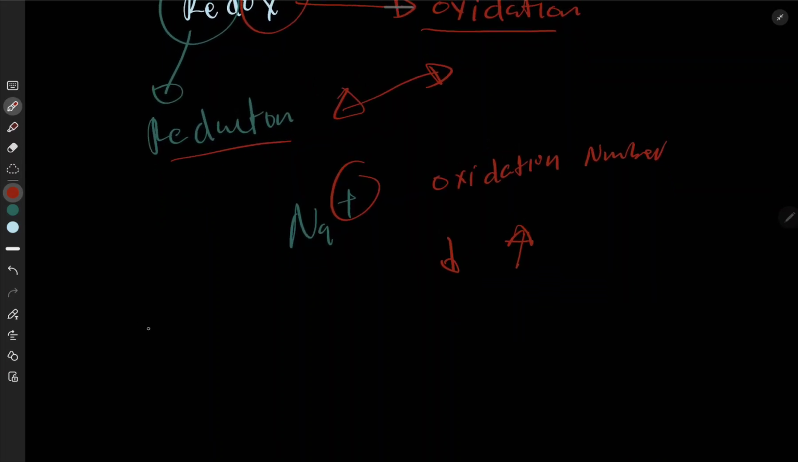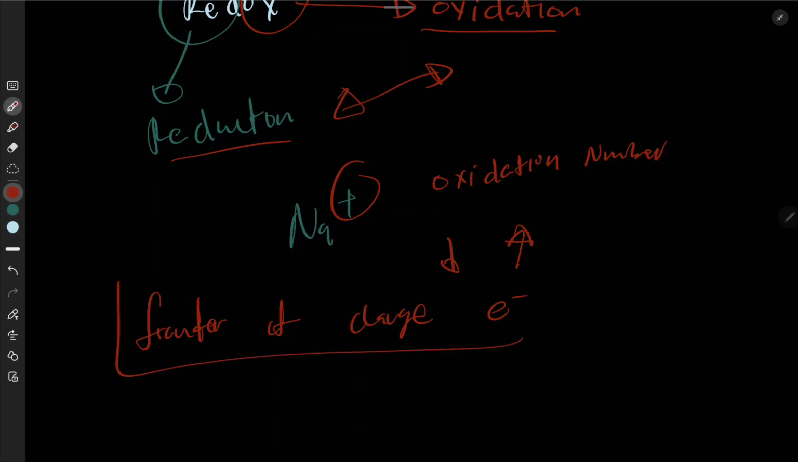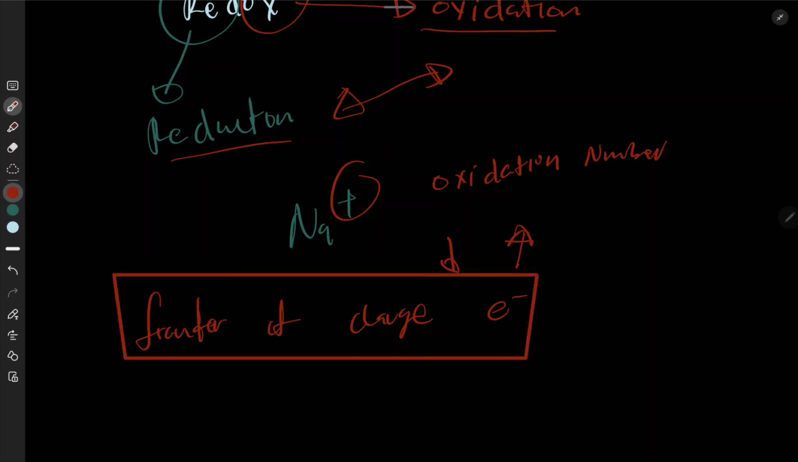Redox is a transfer of charge or electrons, right? If you transfer something or give charge, there should be someone giving and there should be someone getting, receiving that charge. That is our subject today. Since you now know what redox, reduction, and oxidation are, let's continue.